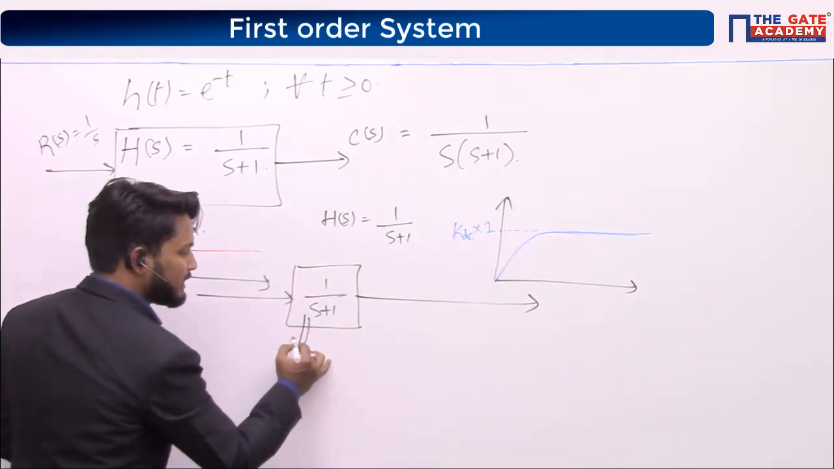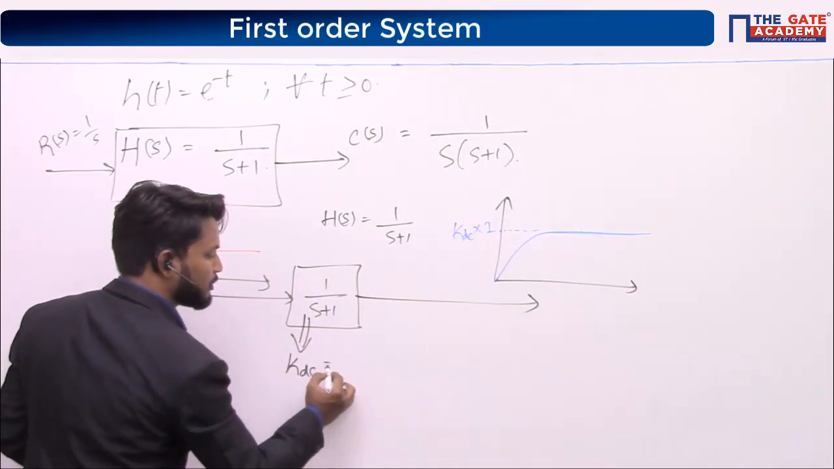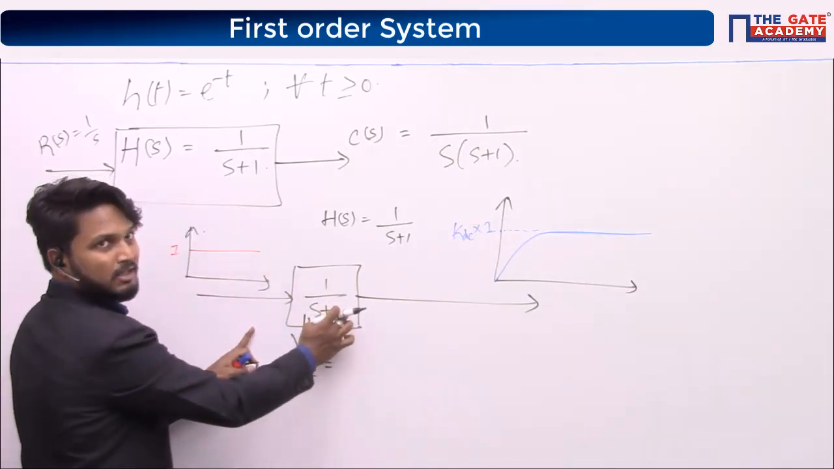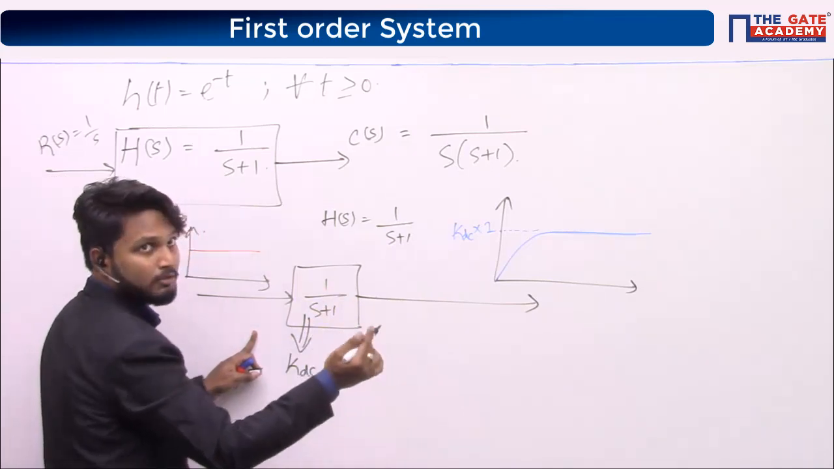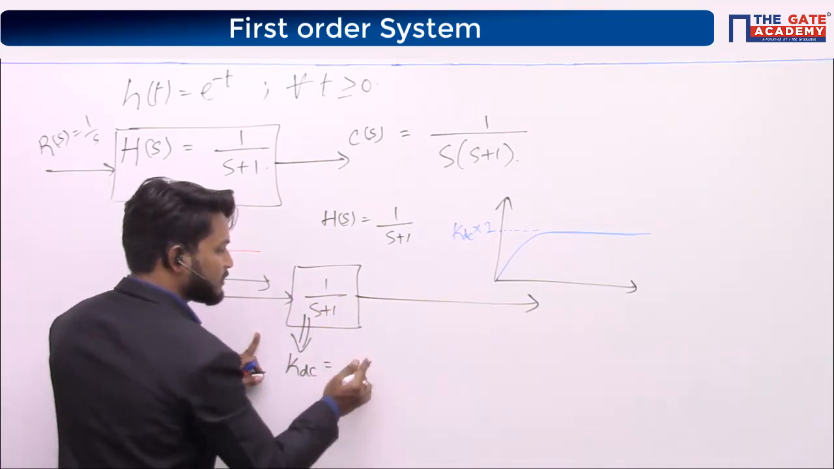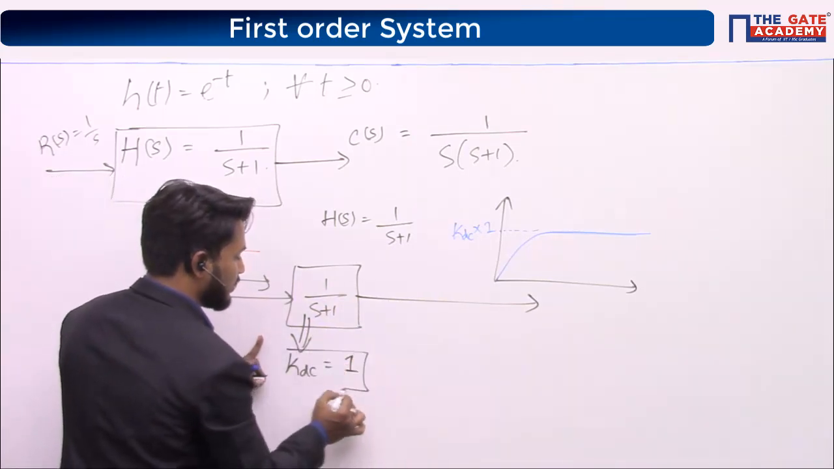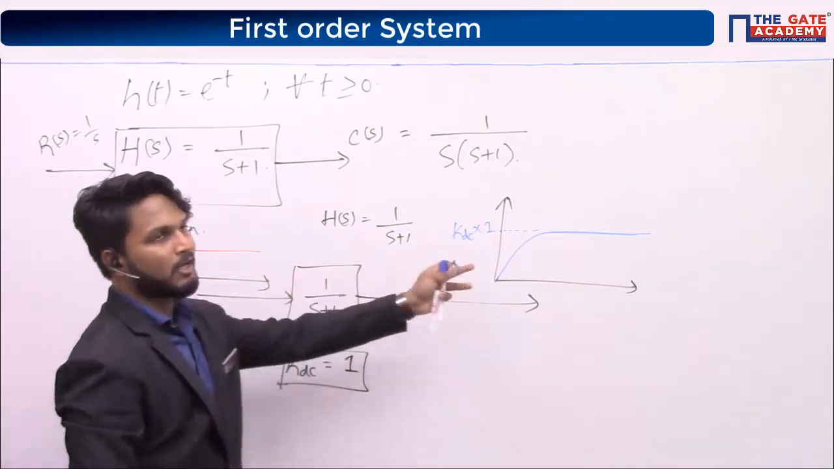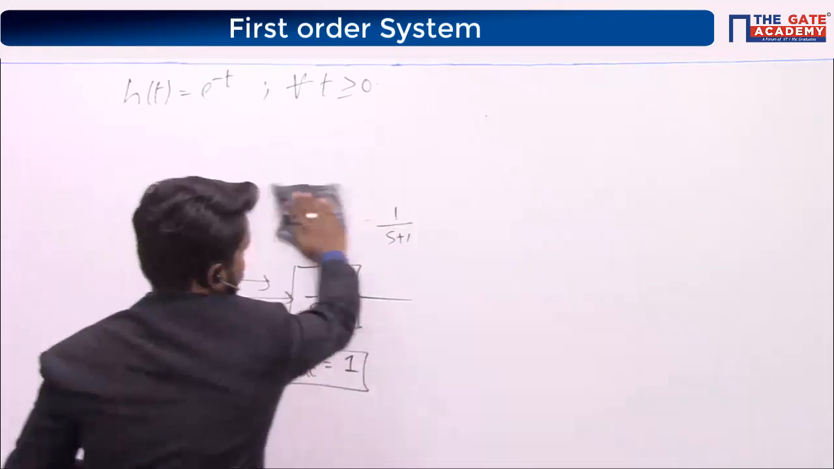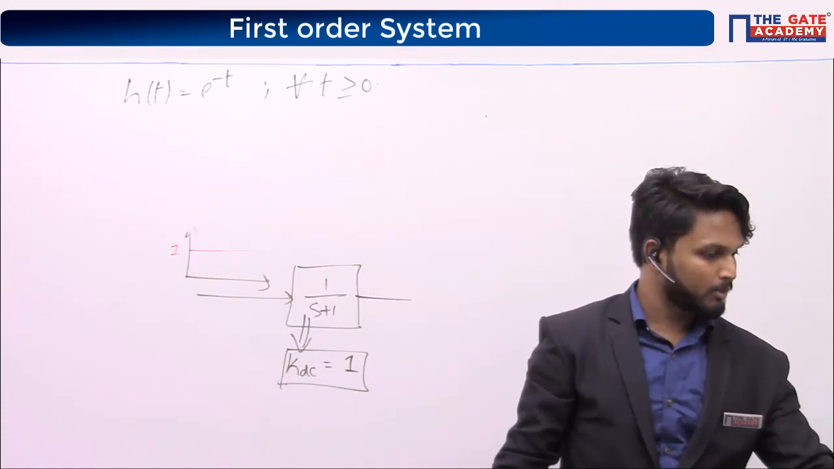How to find out K_DC? K_DC is obtained by putting s equal to 0 in the transfer function. So put s equal to 0, and K_DC will be equal to 1. If K_DC is 1, then the final value of the response is also 1. So let us go with the next problem now.